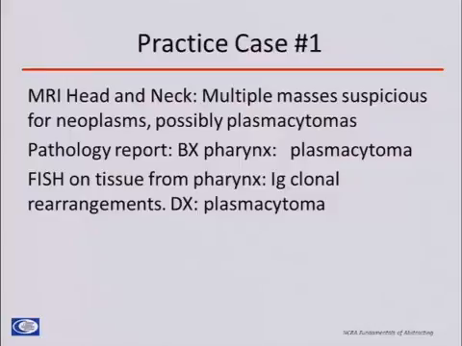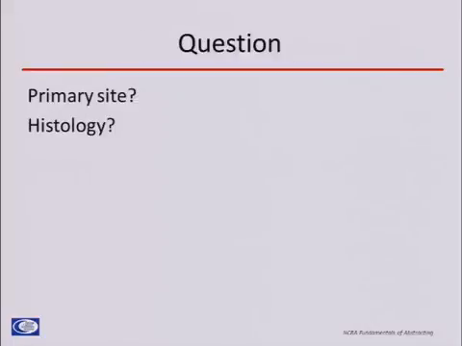Many of you were in the room when we went through this previously, so this was for the folks who didn't make it back in before the second break. We have multiple masses suspicious for neoplasm, possibly plasmacytomas, and the pathology report shows a biopsy of the pharynx with plasmacytoma. FISH, fluorescent in situ hybridization on tissue from pharynx, showed an IG clonal rearrangement with a diagnosis of plasmacytoma. And what we want to do is determine the primary site and the histology.